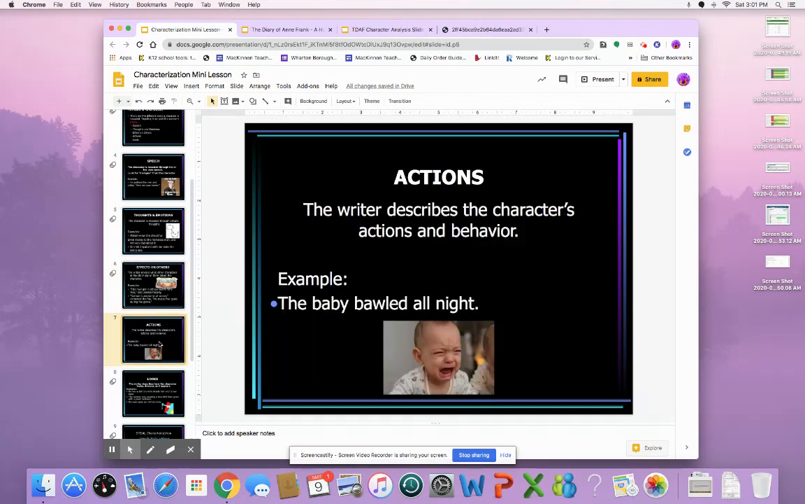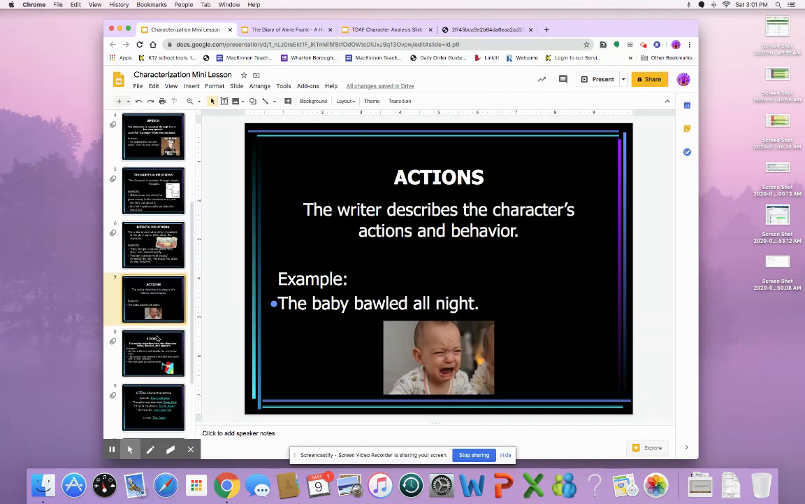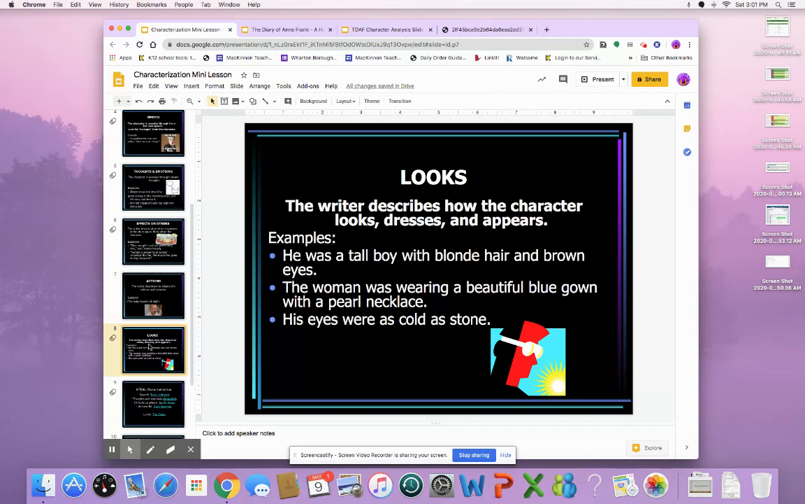Next, a character may reveal themselves through their actions. The writer describes the characters and actions. For example, the baby bawled all night. So that's their action. They were crying all night, so obviously they're upset.